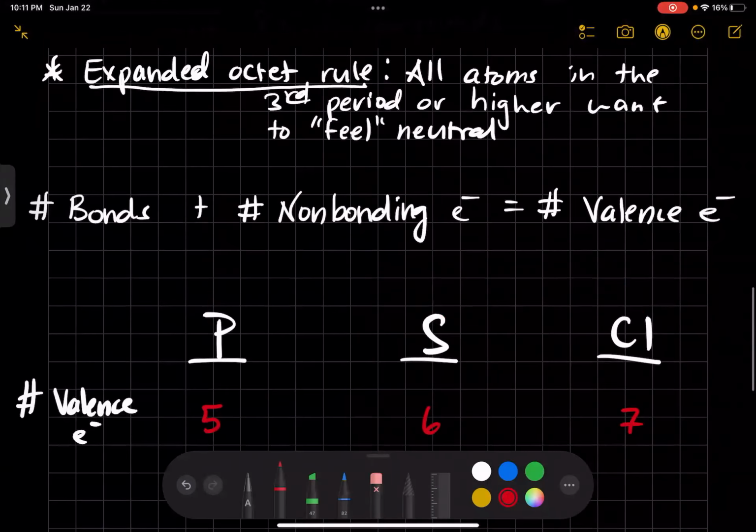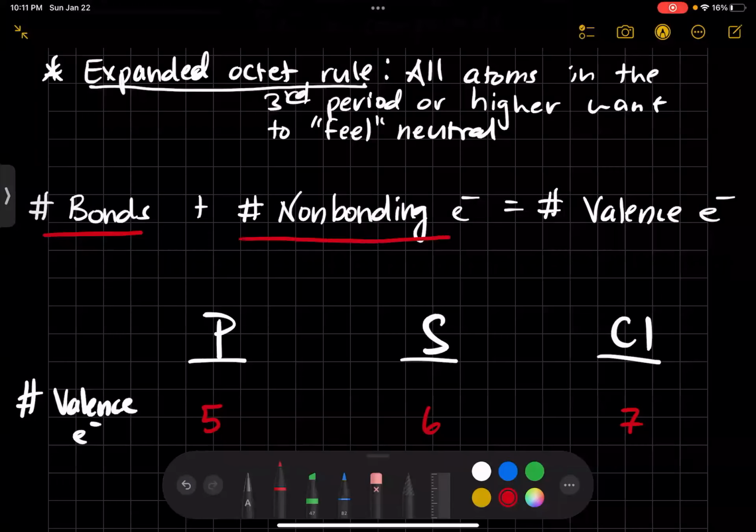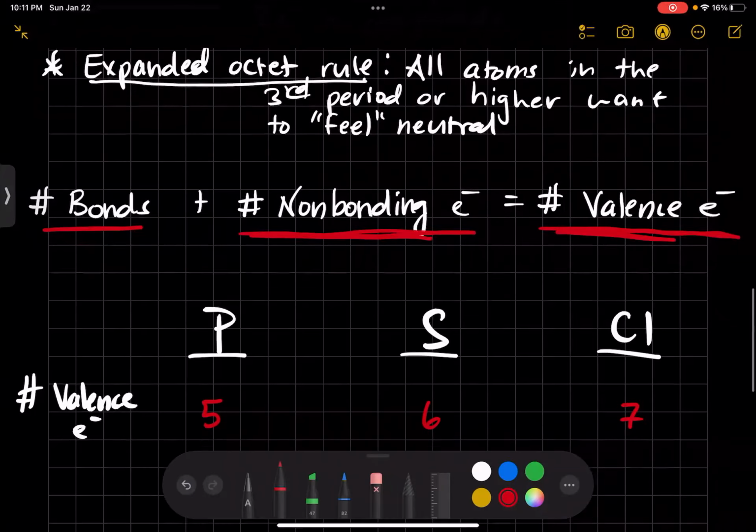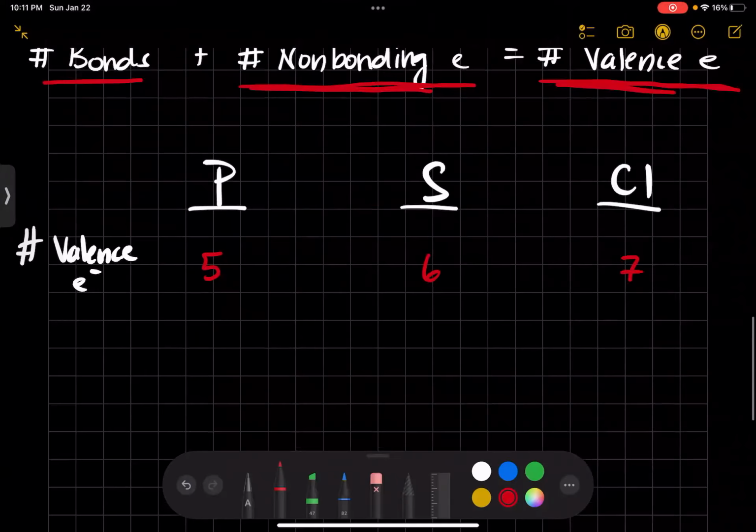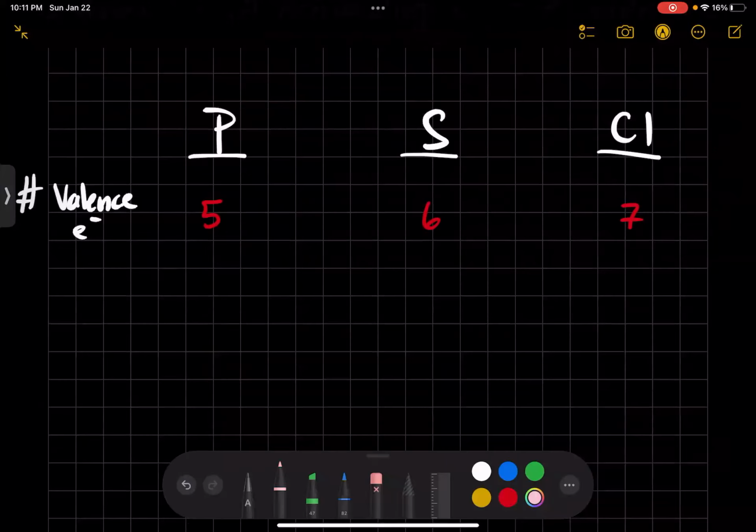The expanded octet rule says that the number of bonds, not number of bonding electrons, number of bonds, plus the number of non-bonding electrons should equal the number of valence electrons for a given atom. What does that mean? Well, let's think of possible combinations. Let's think of the combination where all of these elements are maxed out in the number of bonds to them. So these are the central atoms. We have phosphorus, sulfur, and chlorine as a central atom. Phosphorus can max out to where it has 5 bonds.